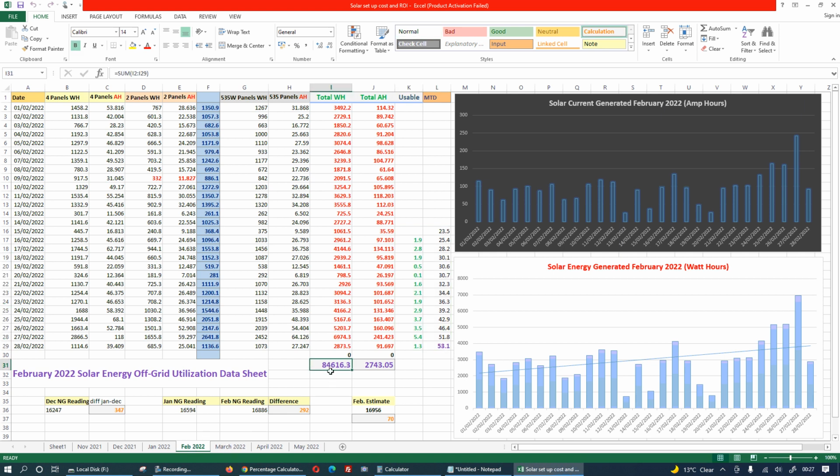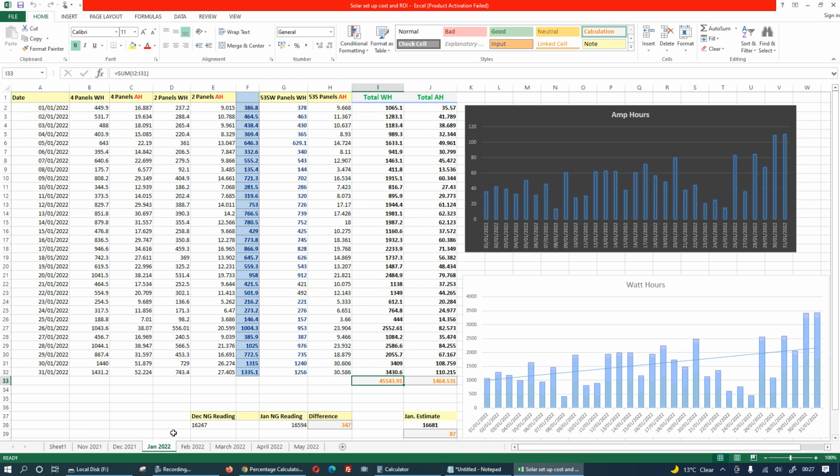As you can see in February, I generated 84.6 kilowatt hours and I was only able to use 53.1. If you add the consumption from the inverter itself, that will go up a little bit more. And in January, I generated 45.5 and I was only able to use, well, at this point I had not installed the energy meter, so you can do that calculation of what you expect, because I would say I use between 62 to 72 percent of the energy.